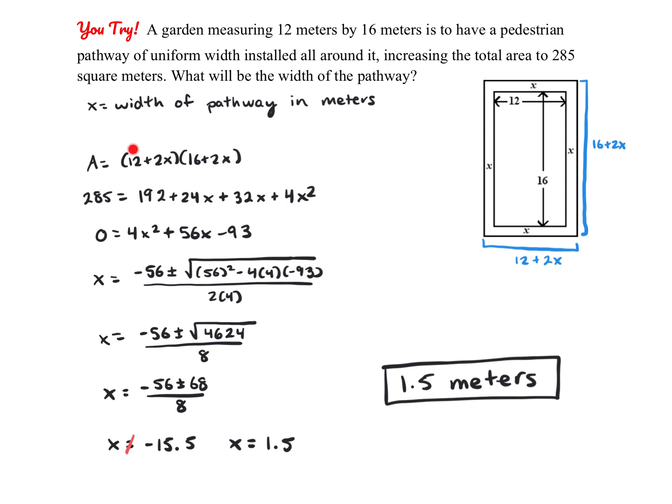So that's how I created my area equation, and it says the area should equal 285 square meters. So then I multiplied out my equation, set it equal to 0, and then I used the quadratic equation to solve. The negative answer does not make sense for the context of this problem, so my only answer must be 1.5 meters.